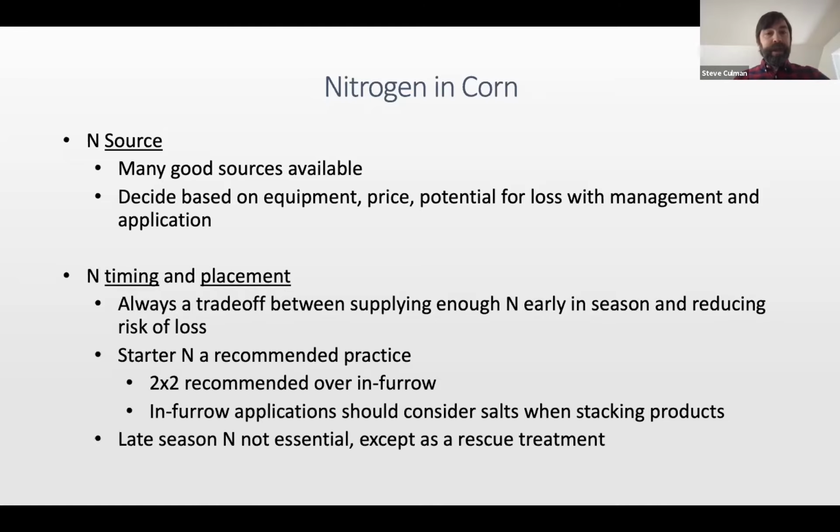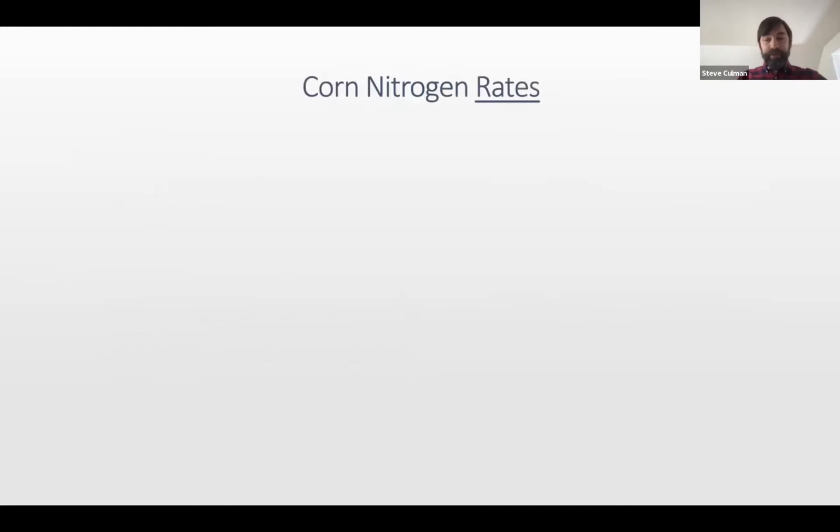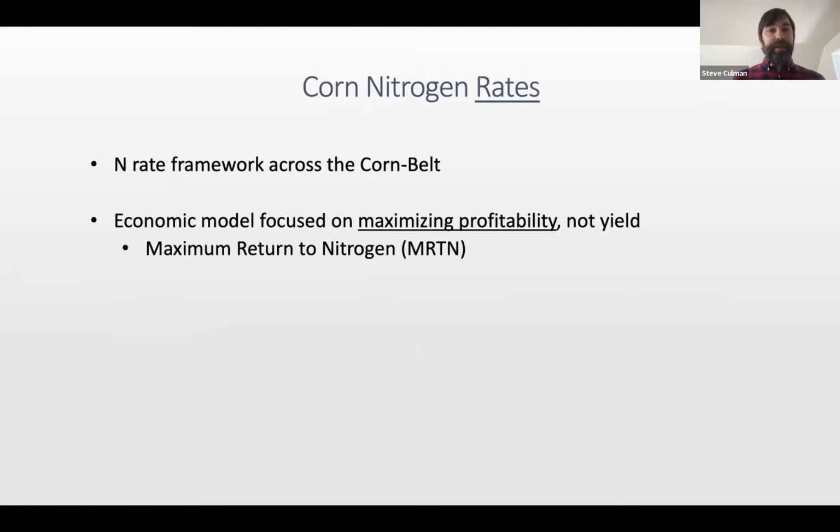Okay. So for nitrogen, we talk about source, timing, placement. A big one that it comes down to is nitrogen rate. Like, how much should we apply, right? Just in case you're not familiar, a change with the Tri-State is thinking about a different nitrogen rate framework, and thinking not just about applying to maximize yields, but actually trying to maximize profitability.